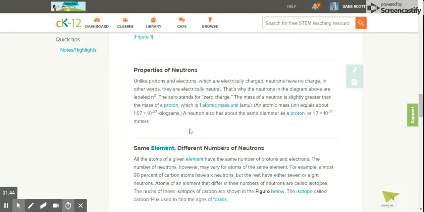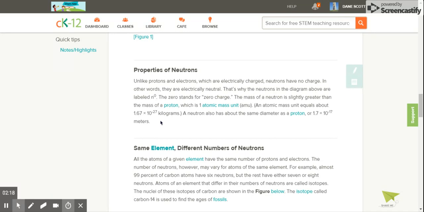Unlike protons and electrons, which are electrically charged, neutrons have no charge. In other words, they are electrically neutral. That's why the neutrons in the diagram above are labeled N to the 0. The 0 stands for zero charge. The mass of a neutron is slightly greater than the mass of a proton, which is 1 atomic mass unit. An atomic mass unit equals about 1.67 times 10 to the negative 27 kilograms, a very small number. A neutron also has about the same diameter as a proton, 1.7 times 10 to the negative 17th meters.